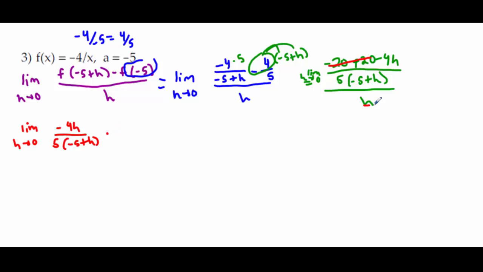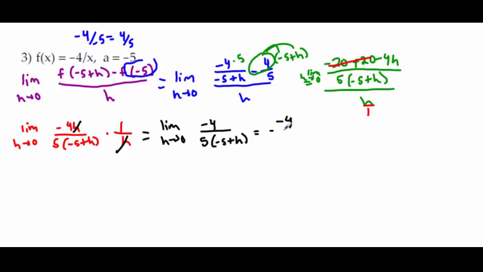What I'm going to do is take the h on the bottom and multiply by the reciprocal, because that's how we divide fractions. So this h on top and this h on bottom cancel. I can't cancel the h on top with the h that's right here because this is being protected by this plus sign in between -5 and h. So this becomes -4 over 5 times -5 plus h.